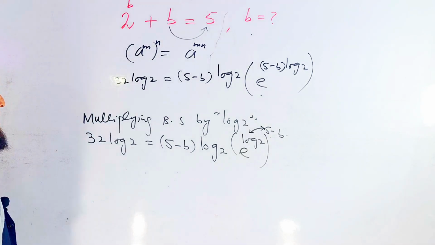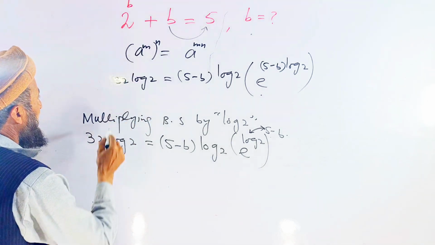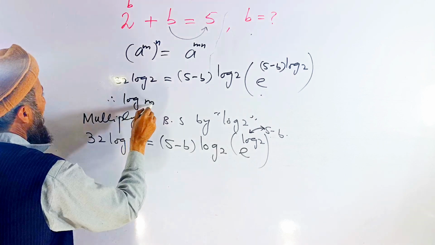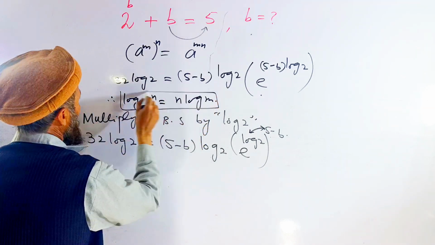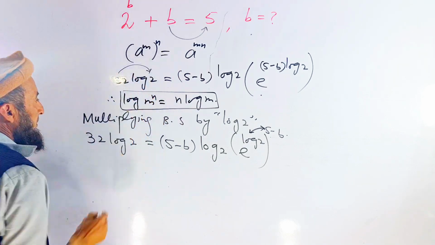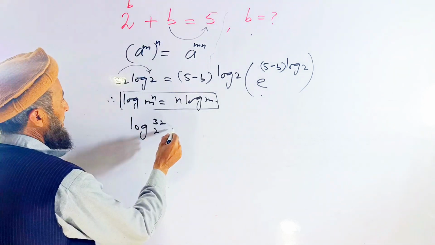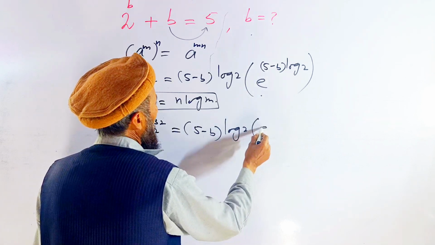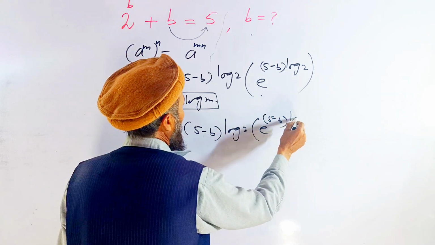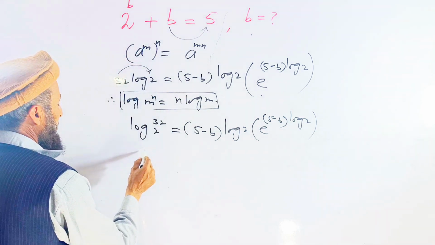We apply the logarithm form. We can write log of m^n is equal to n log of m. According to this rule we change this and write log of 2 exponent 32 is equal to 5 minus b log of 2, e exponent 5 minus b log of 2. Now we use the W function.